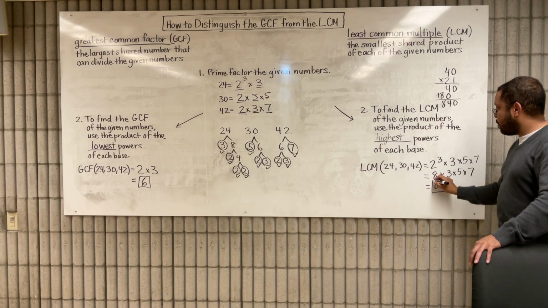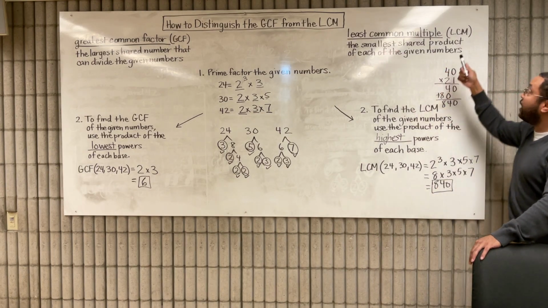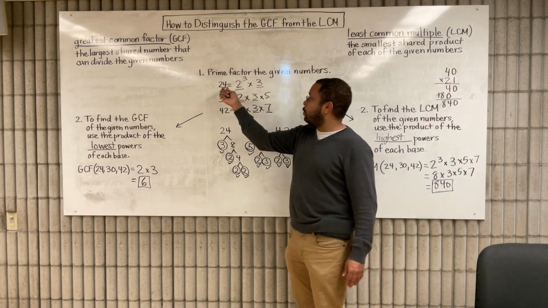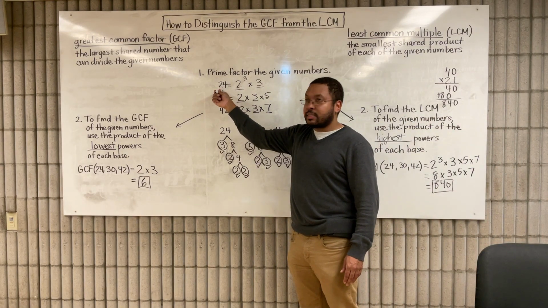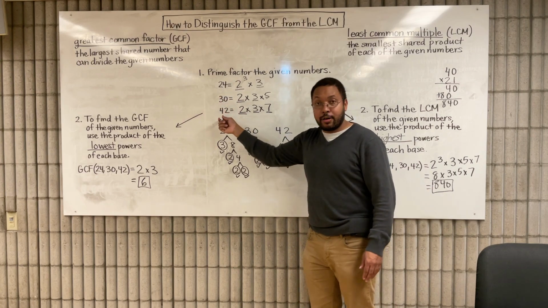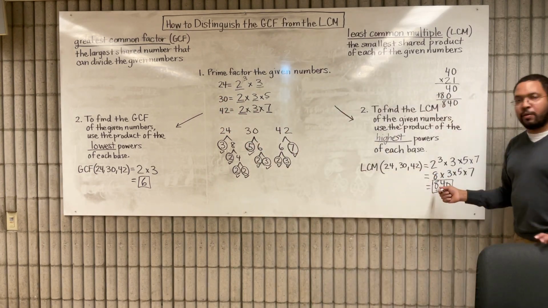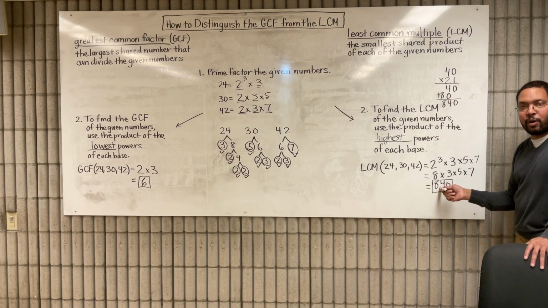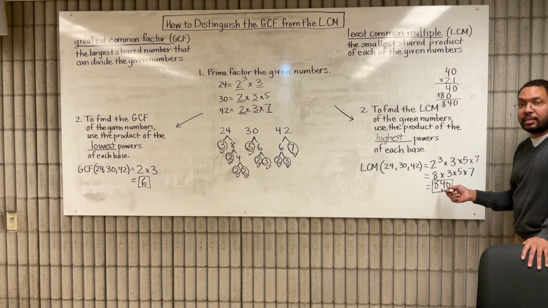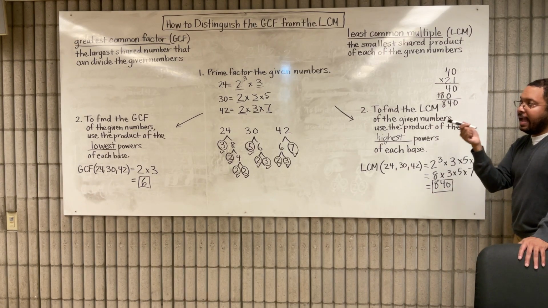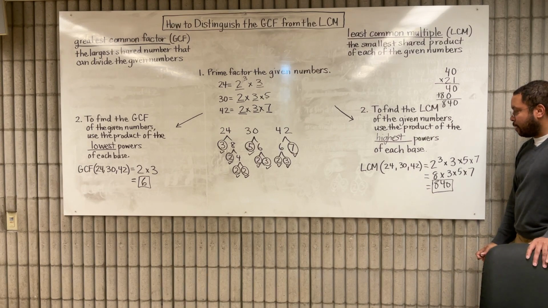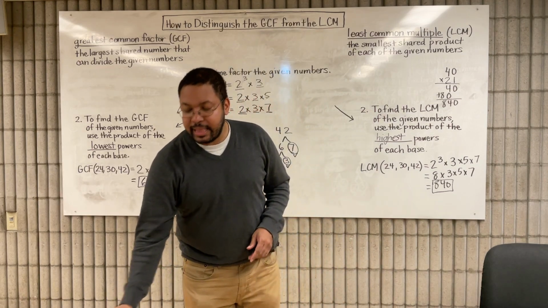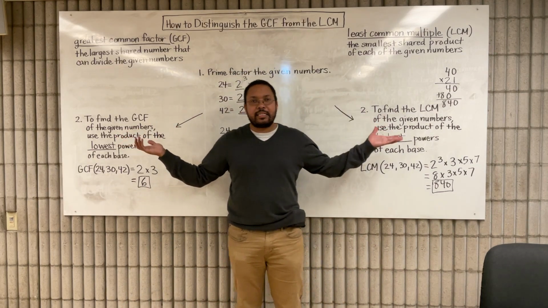And that is the least common multiple. That is the smallest shared product of what I would count by to get to 24. If I counted by 24s, and I counted by 30s, and I counted by 42s, the first time that I would say a number in common when I was counting by those numbers would be 840. So that's the smallest shared product of 24, 30, and 42 when I'm finding the multiples of those numbers. I hope that this helps you to distinguish the difference between finding the greatest common factor and least common multiple.